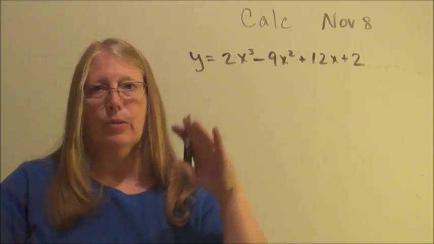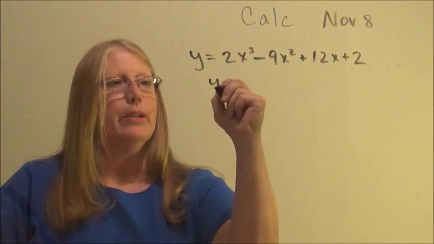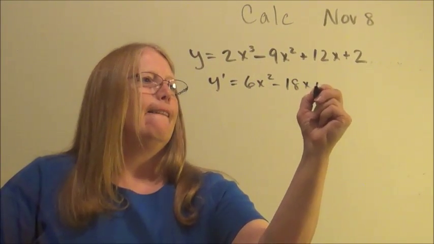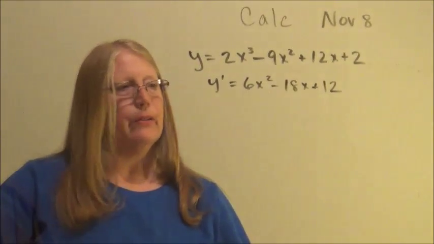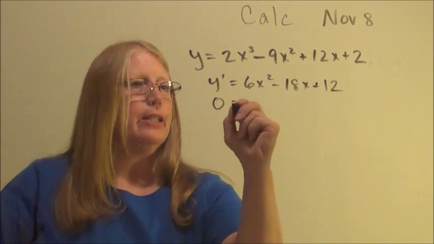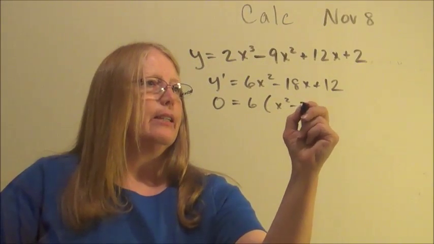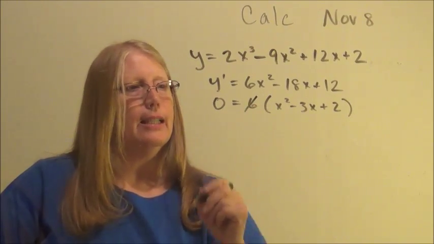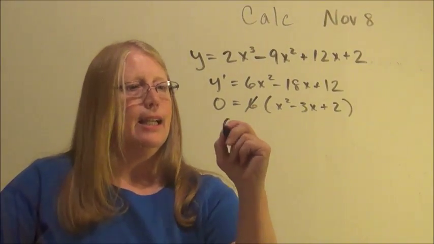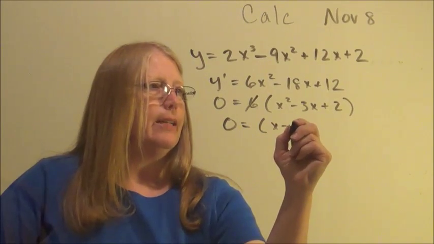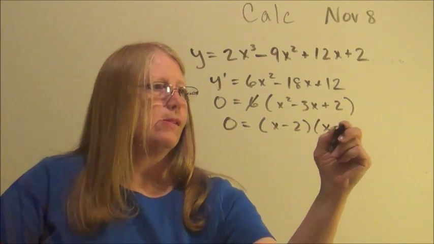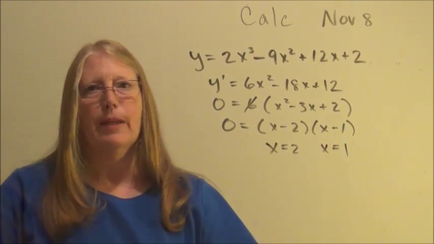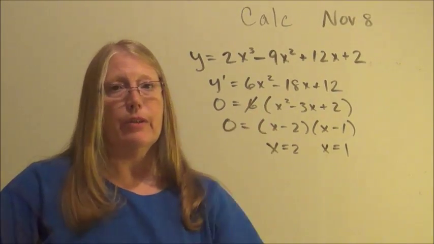First of all, because the switching points are very important, let's find where the derivative zeroes out. So I'm going to take the derivative of that using the power rule, and I'm going to set it equal to zero, and I'll factor out the 6 to help me do that. And divide both sides by 6, and then the 6 goes away, and I can go ahead and factor that and solve. So at x equals 2 and x equals 1, we know that this derivative zeroes out.